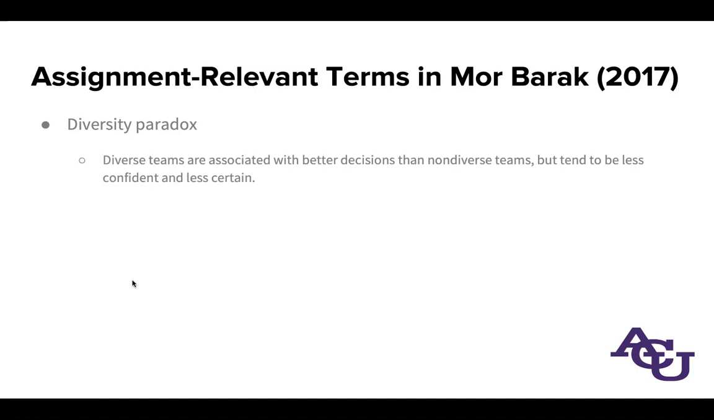Broadly speaking, the diversity paradox describes different aspects of this central phenomenon where it has been found in multiple studies that teams that are more diverse are more likely to make better decisions than a team that is not diverse. But there's a flip side, and this is why it's a paradox rather than the diversity blessing or the diversity bounty. The flip side is that even though they come up with better decisions, they tend to be a little bit less confident and less certain.